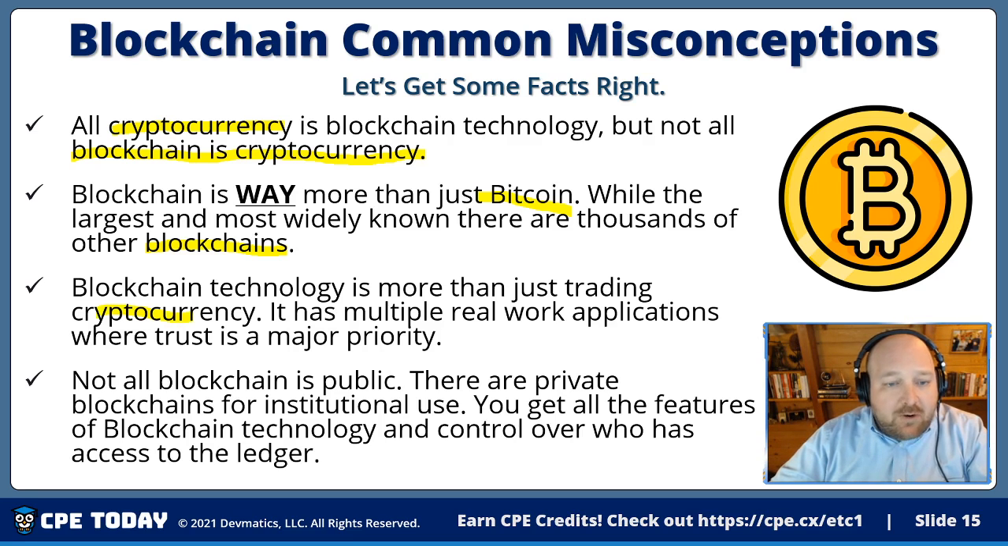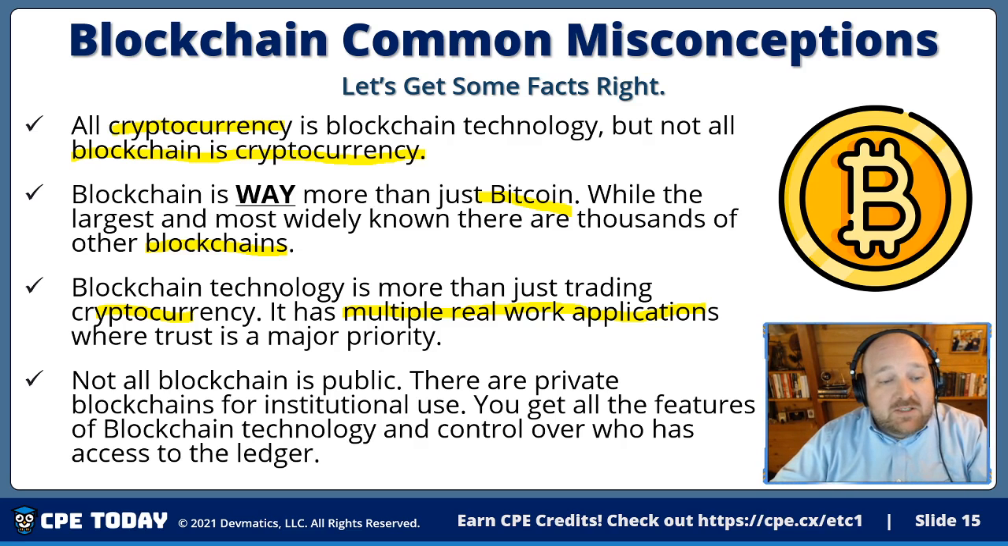It's more than just trading cryptocurrency. There are a lot of really interesting world applications where trust is the priority. I need a way of doing international business. I need a way of transmitting information. I need a way of assurance where I don't know the other person. Blockchain can provide that in ways that traditional technologies just can't.